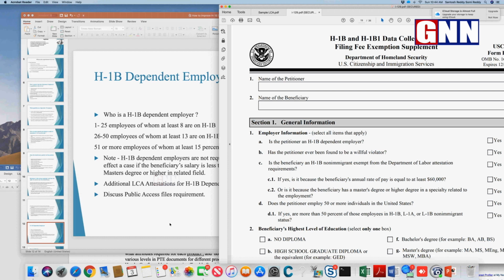And I'll go through a little bit about the public access file. I highly recommend that the moment you file an LCA, you do the LCA posting. The requirement is that you start the LCA posting anytime within 30 days before filing the LCA, until the date you file the LCA. And the public access file should be made available immediately once the LCA is filed.